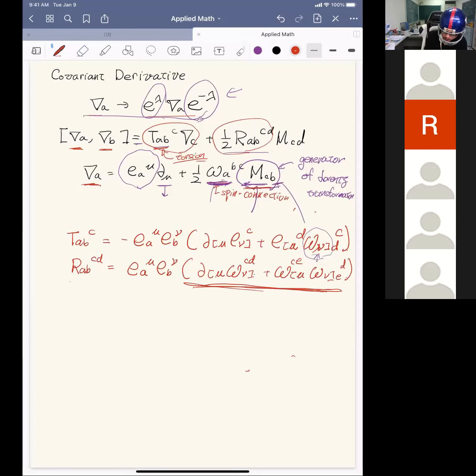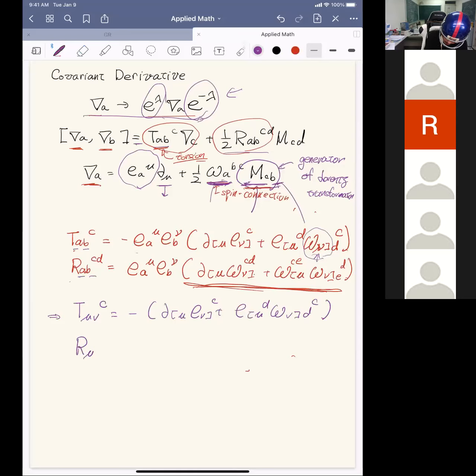Okay, and in fact, you can even simplify this. Since we can convert these indices to flat indices, to curved indices by multiplying with the inverse Vierbein, we can convert R mu nu immediately to T mu nu C. The inverse of this is just minus delta mu E nu C plus E mu D omega nu D C.